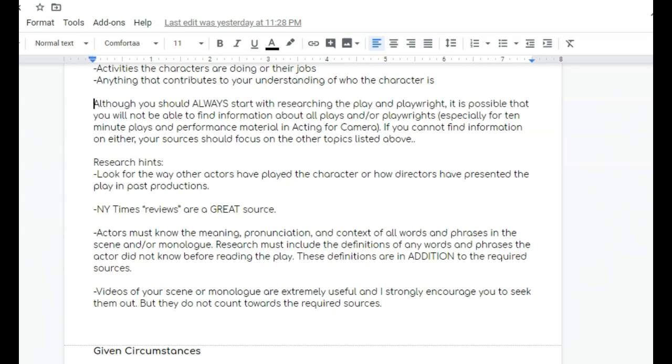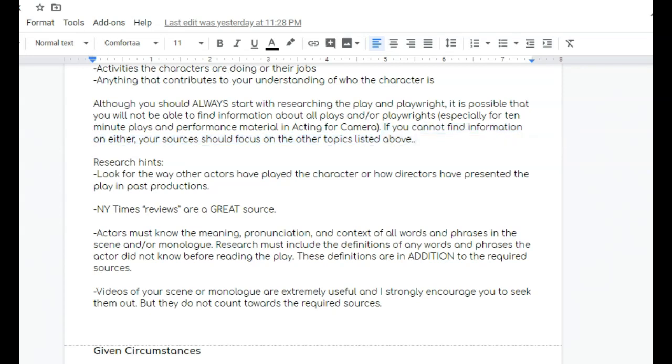When we looked at the script analysis stuff down below, if it comes from a movie, you will be able to get all that information from the full text, from the screenplay, from watching the play, from watching the movie, as you would from reading a play or seeing a play. But that's not always possible. If you cannot find information on either the play or the playwright, then simply focus on the other sources above.